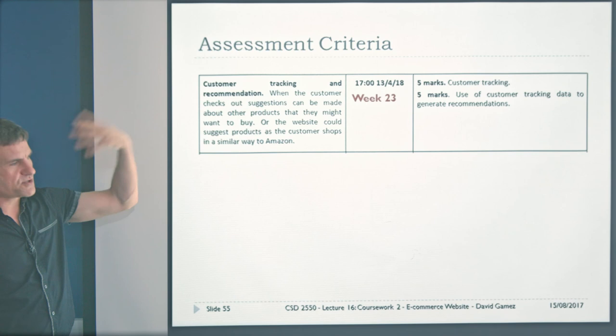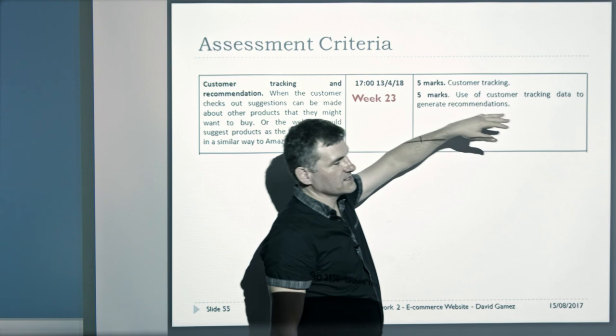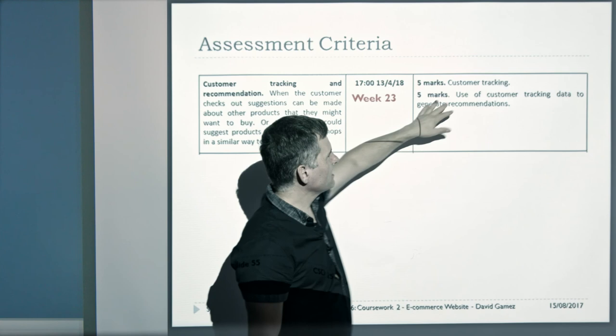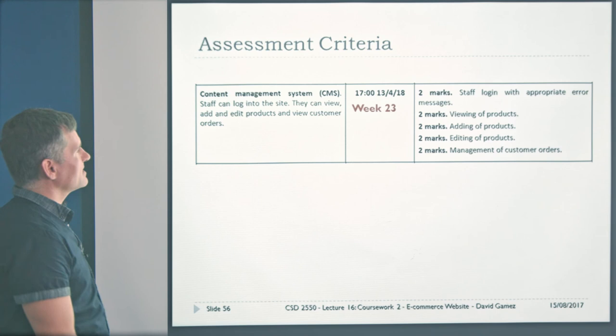And so we've got separate marks for the tracking. So if you can't get the recommendation working, but at least you get the tracking working, then you can get some marks for that. And if you use that tracking data to generate recommendations, you can get another 5 marks for that. Then we've got the CMS, the content management system.